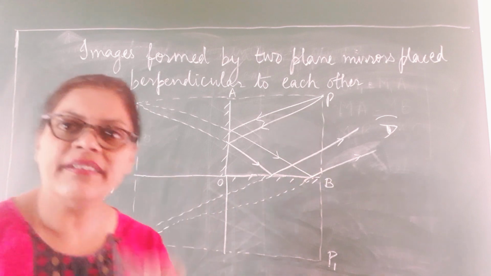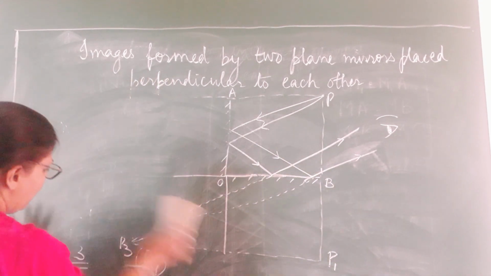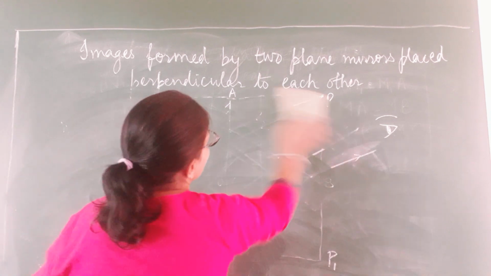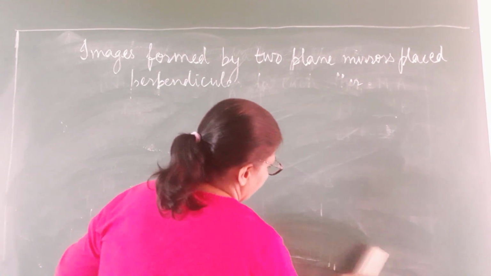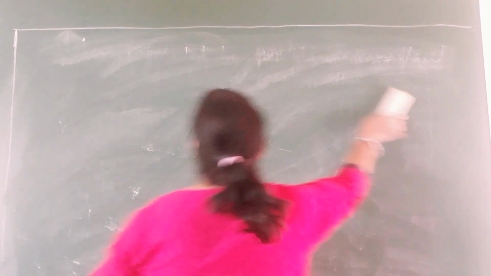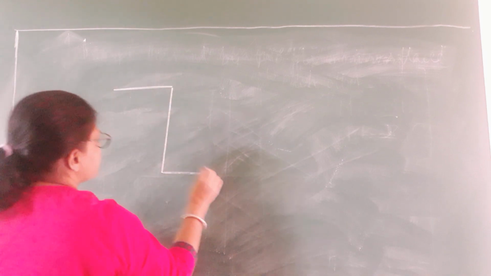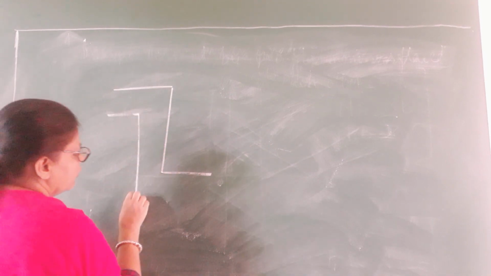it is used in a periscope and a kaleidoscope. I would like to tell you a little bit about a periscope and a kaleidoscope, children. A periscope is a device which looks like this. It's like a Z.